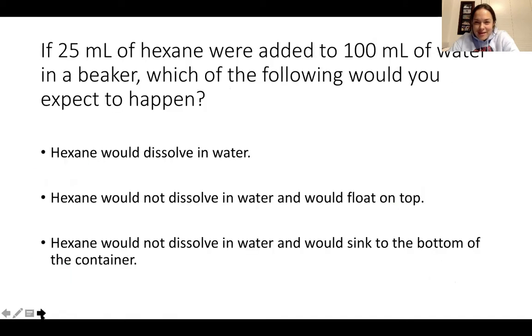Okay. All right, so another question was, if 25 mils of hexane were added to 100 mils of water in a beaker, which of the following would you expect to happen? Okay, so a couple things before we even look at the answers.